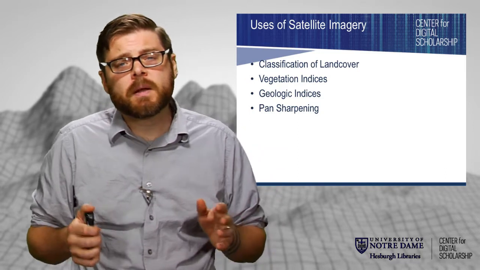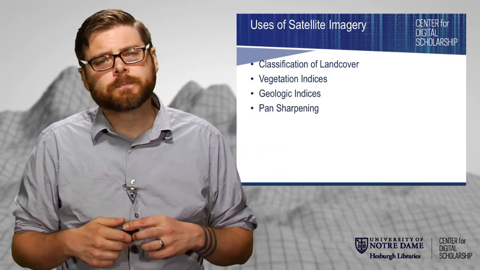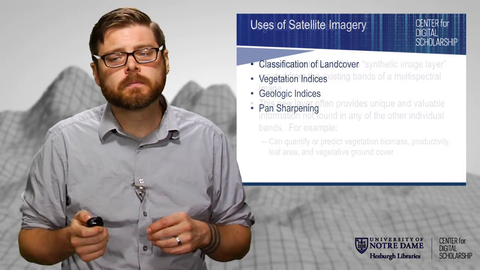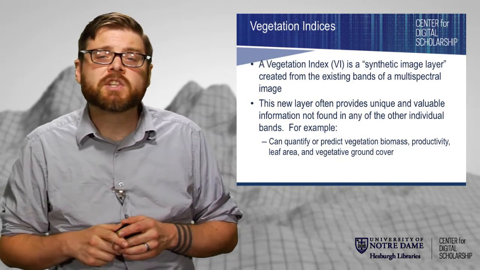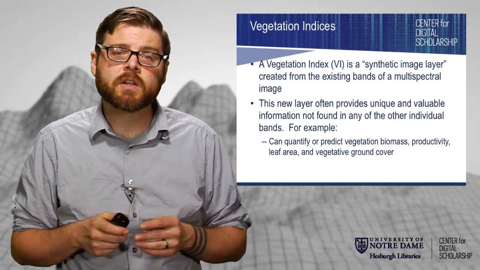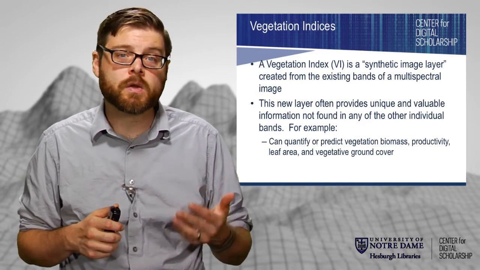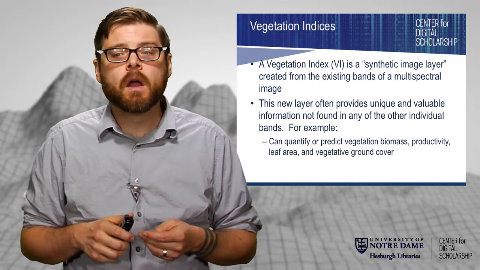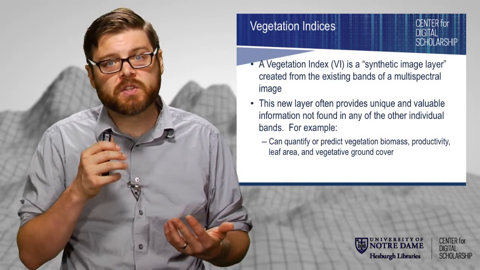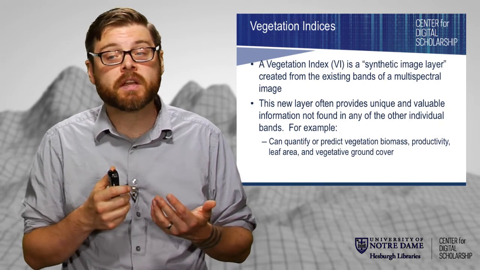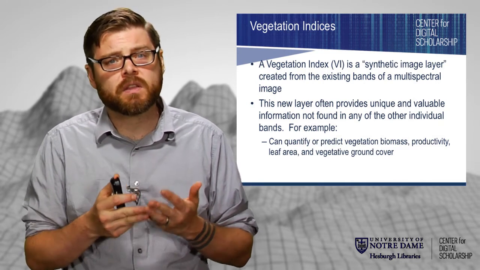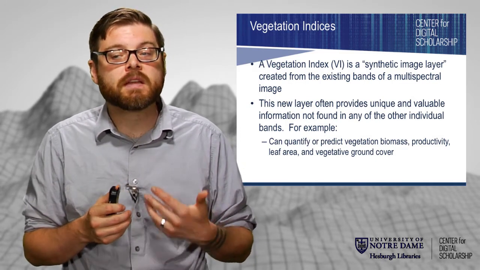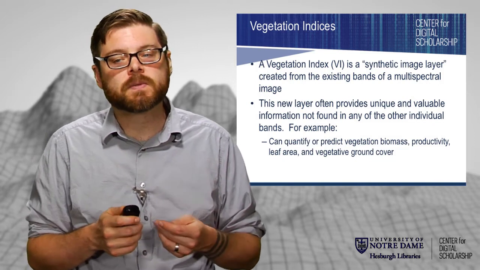Now I want to talk a little bit about some of the uses of satellite imagery as well, particularly the ones that we're going to focus on in the demonstration for this module. The first of these is what we call a vegetation index. In the earlier modules, we've talked about how that near-infrared band of light is very, very good at distinguishing vegetation. And a vegetation index is a way of standardizing this into a synthetic image layer that gives us an idea of the strength or the health and density of any vegetation. So it's a new layer that provides unique information not necessarily found in the individual bands.